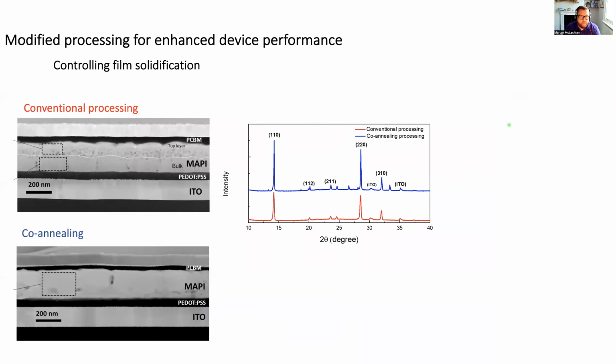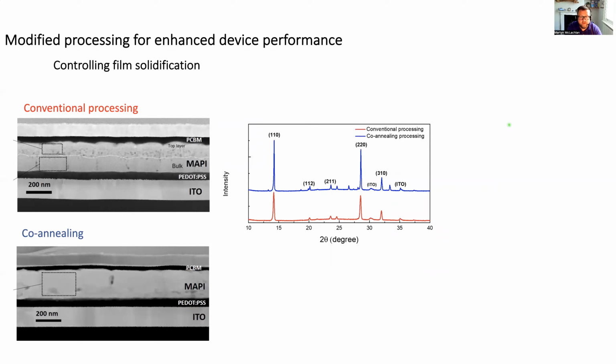So again, the impact that we can see that has happened here is that the co-annealing has effectively slowed down the solvent evaporation during film drying and film formation, that has resulted in the formation of more crystalline films with significantly lower defect densities.